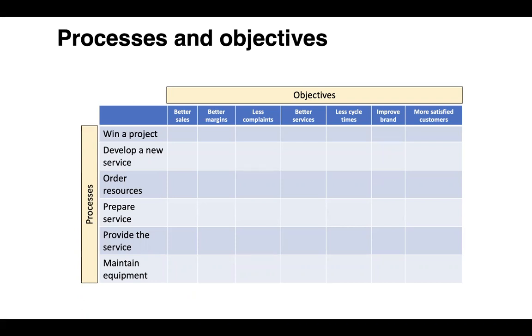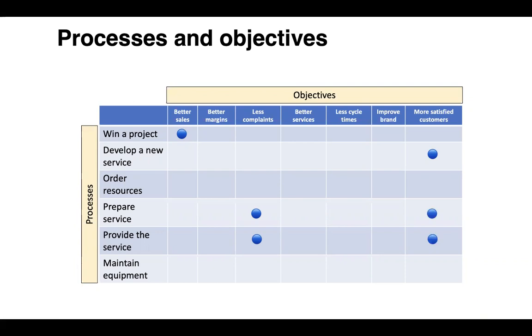So in the matrix above, meeting the objective of better sales requires working on the process win project. Meeting the objective of fewer complaints requires working on the processes prepare service and provide service. Meeting the objective of more satisfied customers requires working on the processes develop a new service, prepare service, and provide service.